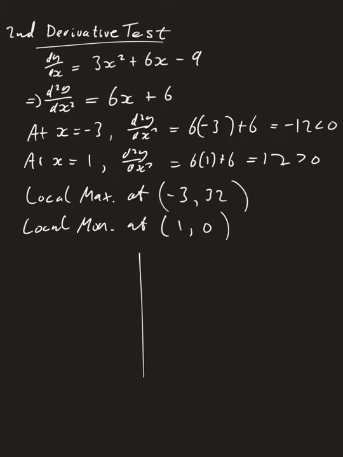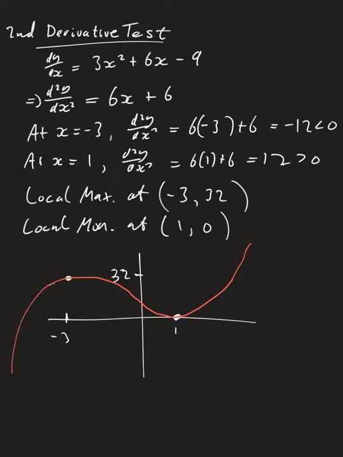If I were to just plot this out, x and y, I have a local max at the point minus 3, 32. Let's say that's here, and this was 32 here on the y-axis. We would have a local max up there, and at the point 1, 0, we'd have a local min right here. So the one on the left is a max, and the one on the right is a min. Roughly speaking, my function is going to look something like that. We could also work out the y-intercept to figure out exactly where it crosses, but broadly speaking, it's going to look like that shape, with the max here and the min here.